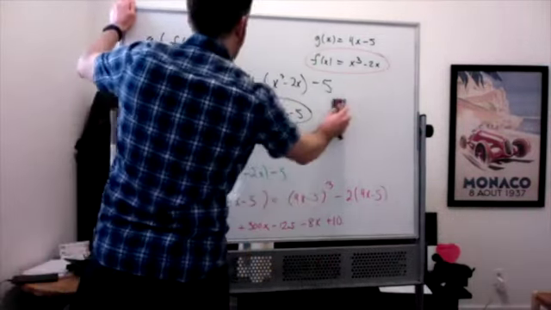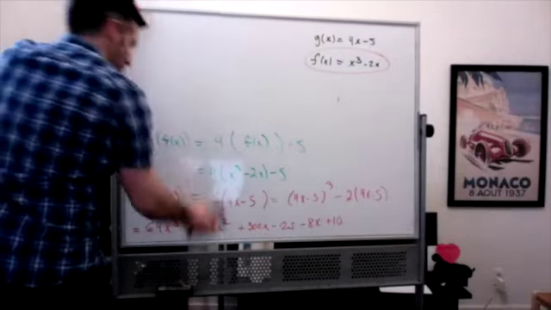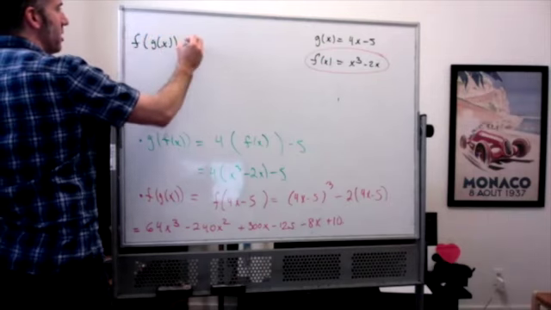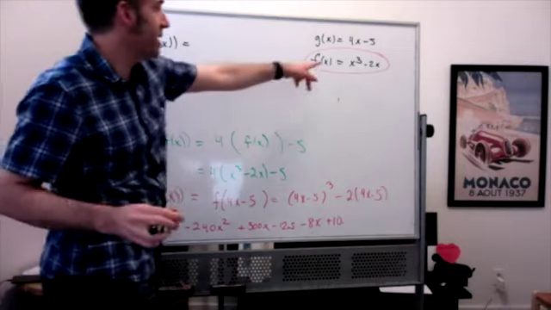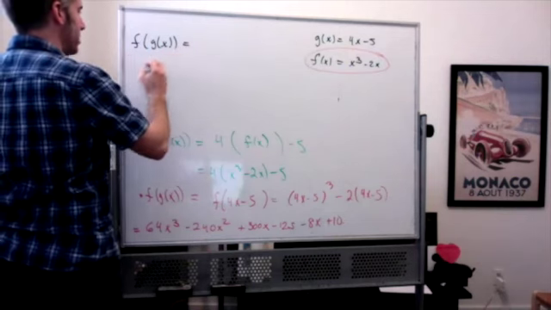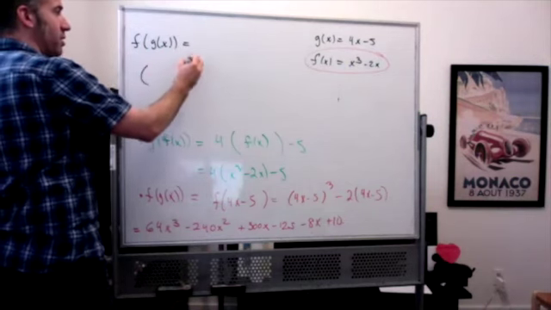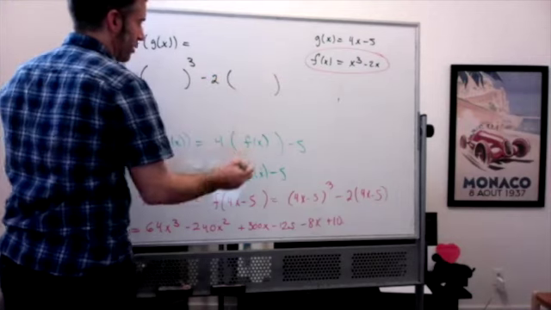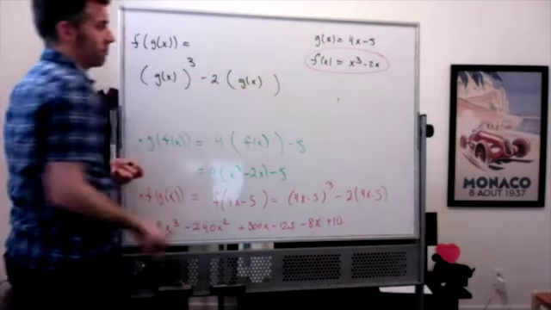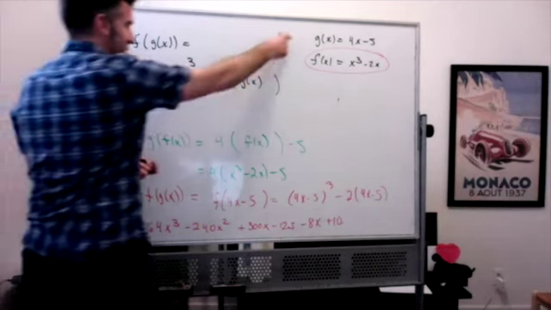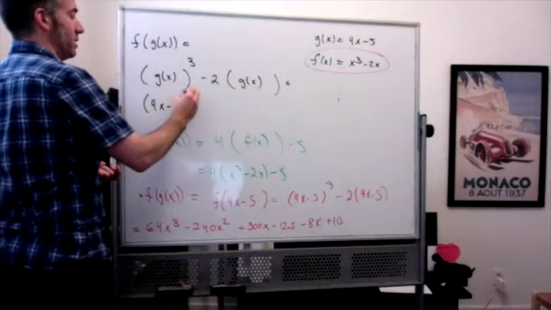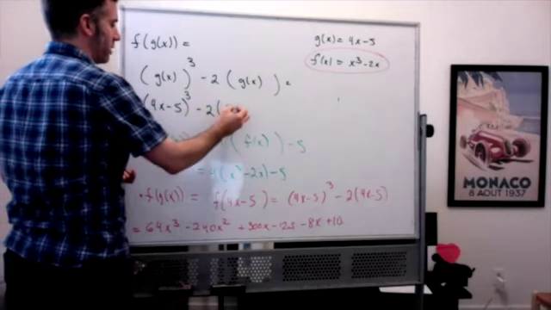We could, if we really wanted to, also say that f of g of x, well, again, f of x takes the input, cubes it, and subtracts 2 times it. So f of g of x is the input cubed minus 2 times the input. But the input is g of x. And so replacing g of x with what it's equal to, we get the same thing we got down there. We get 4x minus 5 quantity cubed minus 2 times 4x minus 5.